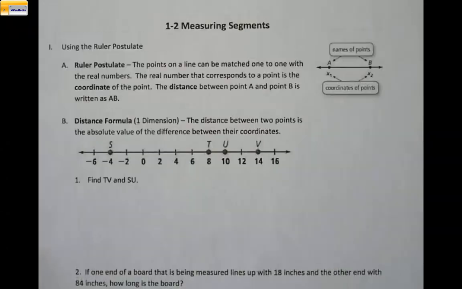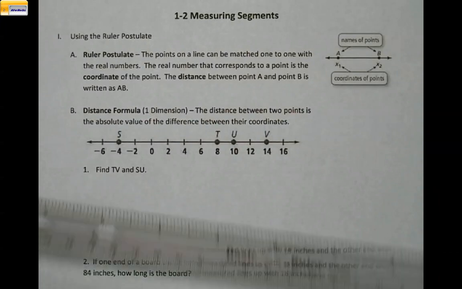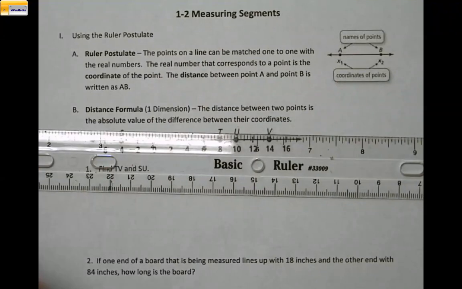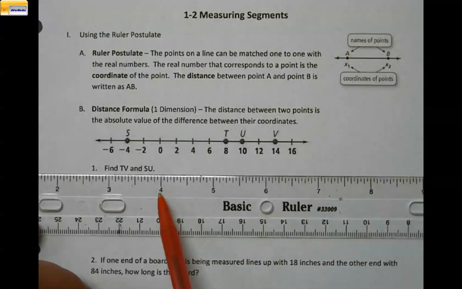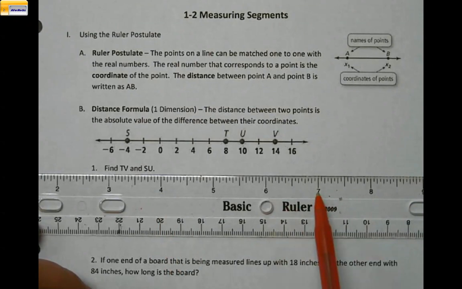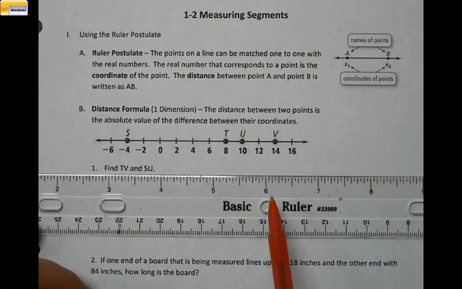Okay, so back to our notes. We have something called the ruler postulate. It says the points on a line can be matched 1-to-1 with real numbers. The real number that corresponds to a point is the coordinate, or the location, of the point. So when we think of a ruler, any sort of ruler that we typically have, it's pretty easy for us to say, well, at this location we're going to assign 4, and at this location it's 7. And then we can also be really detailed in the middle. And that's all this is saying.